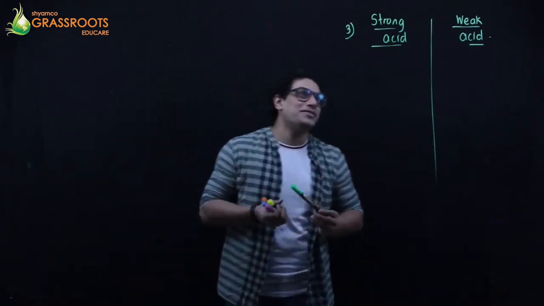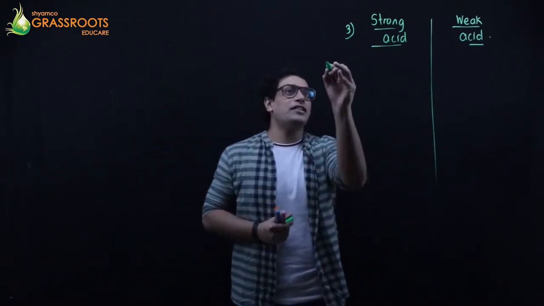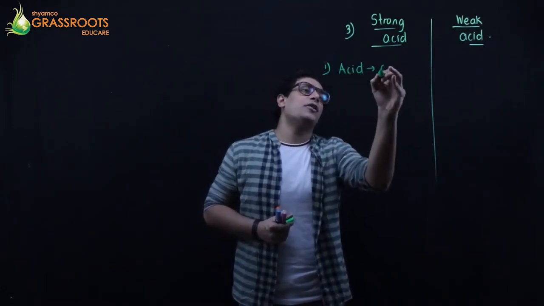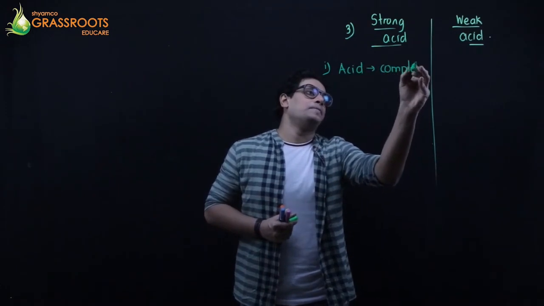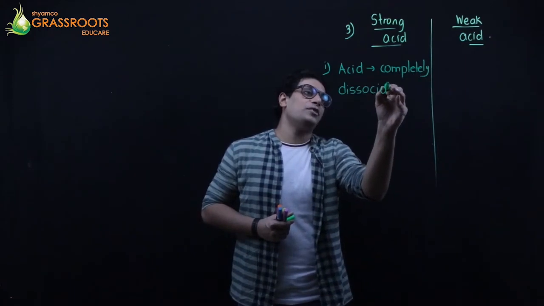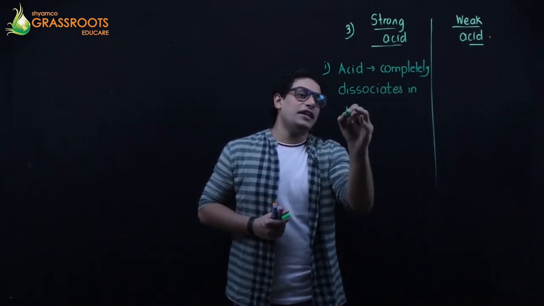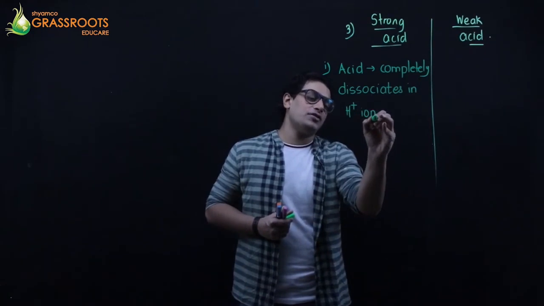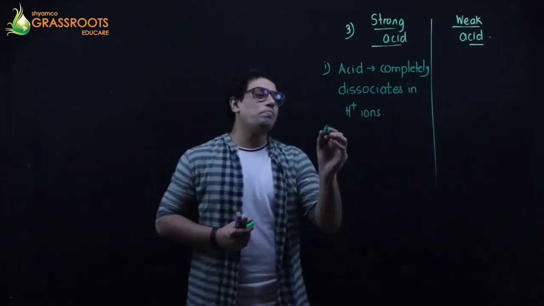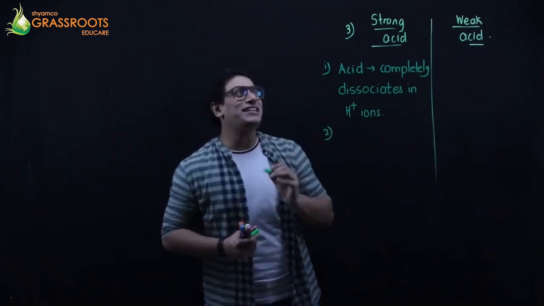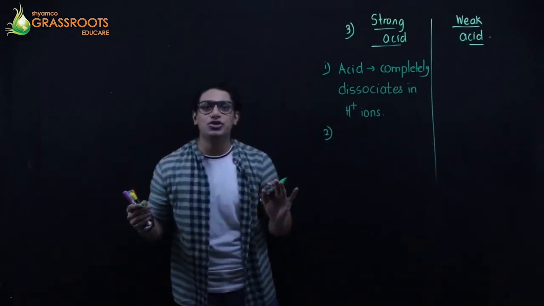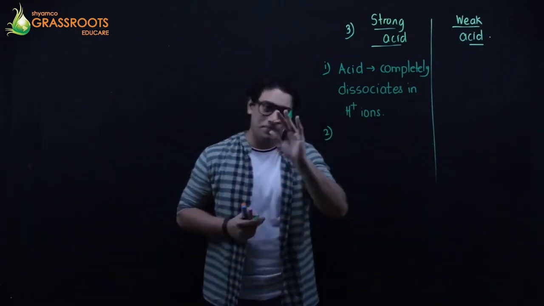I didn't understand much, sir. I'll tell you. Wait. First, let me write the first point. An acid which completely dissociates in H plus ions is said to be a strong acid, right? Complete dissociation. Complete dissociation means there are only going to be ions in the solution, molecules nahi rahenge.